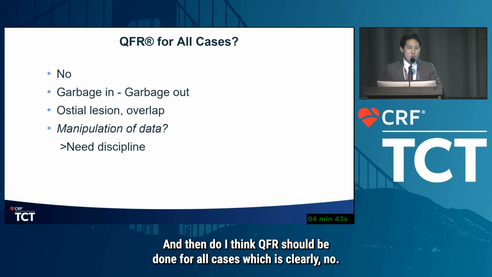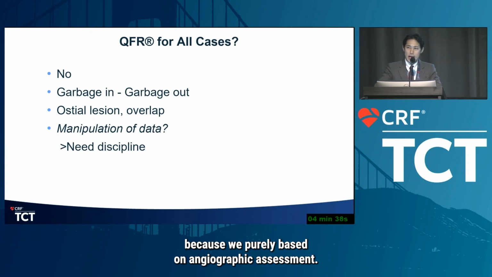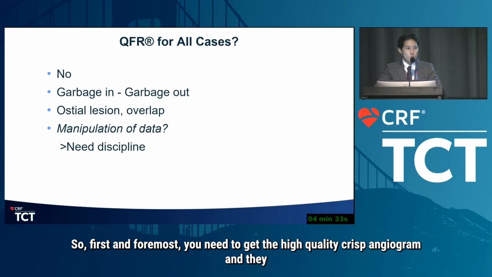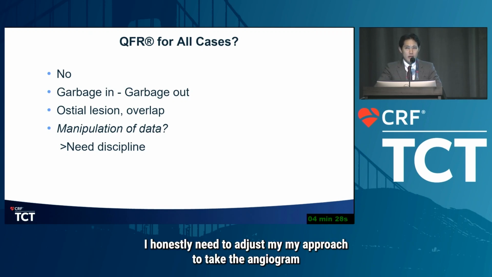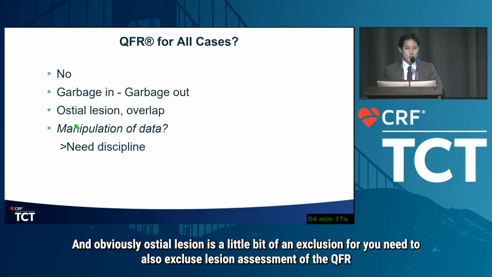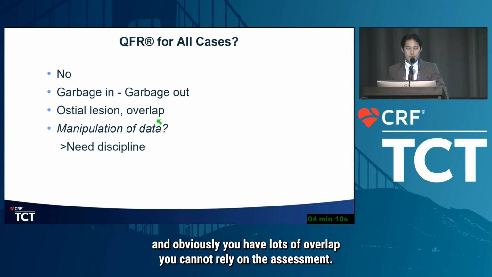And then, do I think QFR should be done for all cases? Which is clearly no, because it is purely based on angiographic assessment, so it's garbage in, garbage out. So first and foremost, you need to get a high quality, crisp angiogram, and honestly I needed to adjust my approach to taking angiograms, being a little more careful about angiographic views, and so on and so forth. And obviously, ostial lesions are a little bit of an exclusion; you need to exclude ostial lesion assessment by QFR, and obviously if you have lots of overlap, you cannot rely on the assessment.